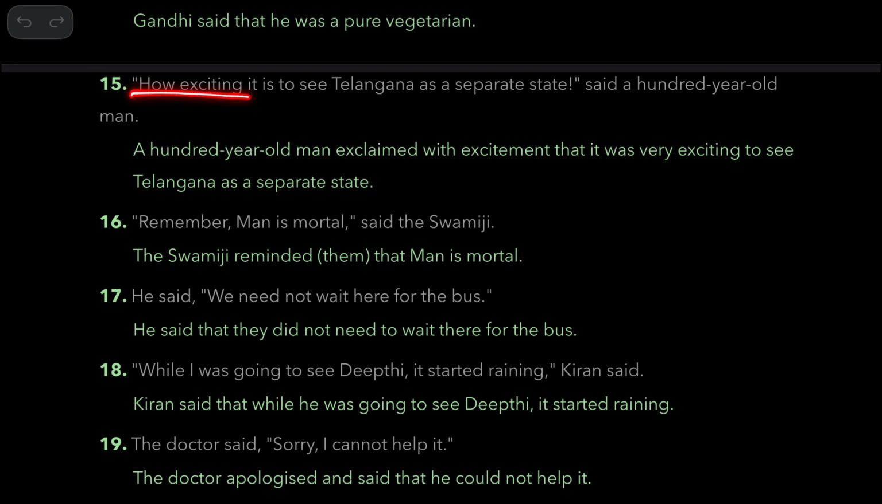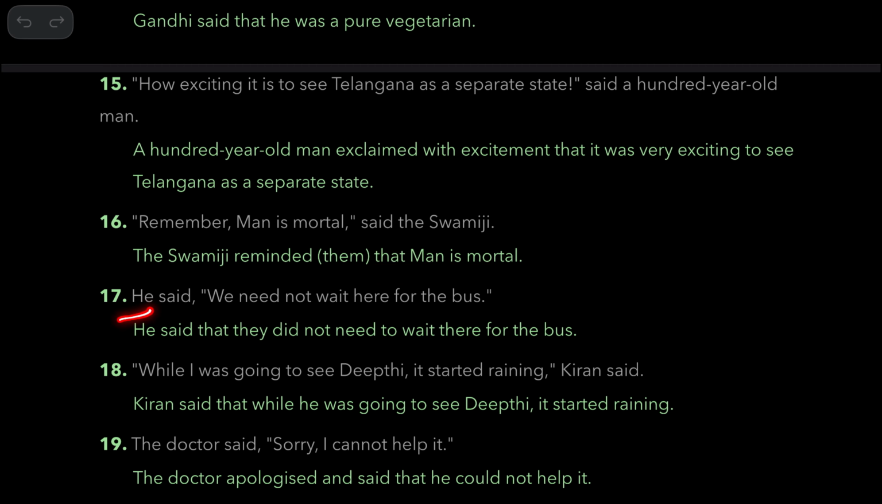"How exciting it is to see Telangana as a separate state," said a 100-year-old man. A 100-year-old man exclaimed with excitement that it was very exciting to see Telangana as a separate state. Just understand how this sentence has been transformed. "Remember, man is mortal," said the Swamiji. The Swamiji reminded, see, this is not clear. I mean, the listeners' names are not mentioned. So you can write like this, reminded them that man is mortal.